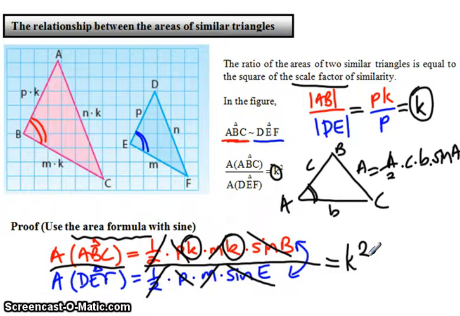It's very important to notice here that the scale factor coming this way, if this is K, then the ratio back the other way would be 1 over K. And so this ratio can also be used inversely.